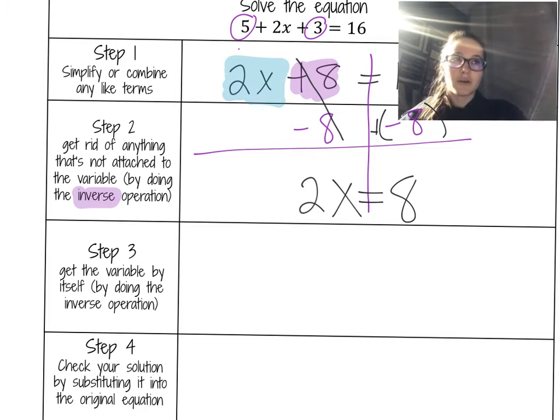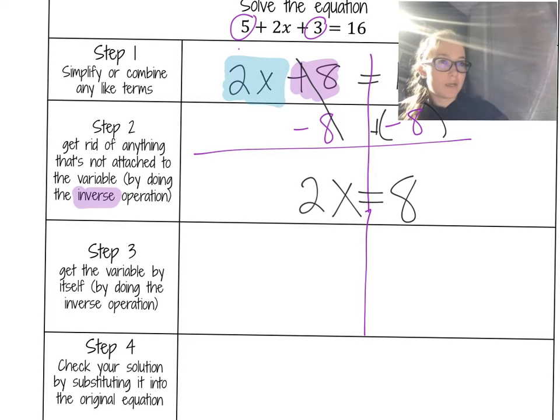Okay, so after I get rid of anything that is not attached to the variable, I want to get the variable by itself. So right now I have 2x. I want just 1x. So I'm going to do the opposite operation as well.